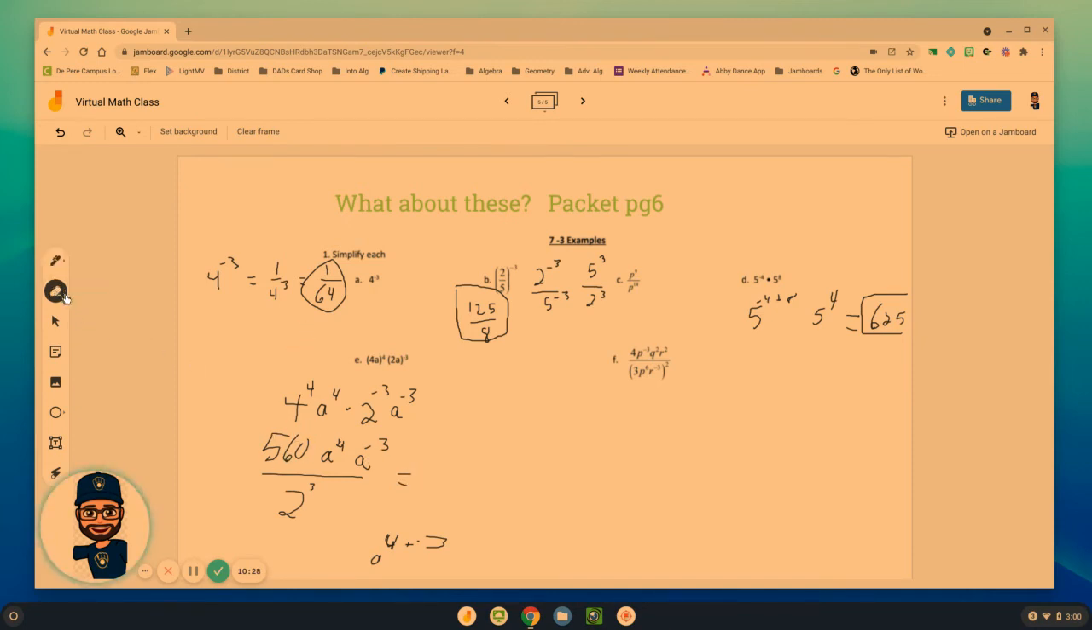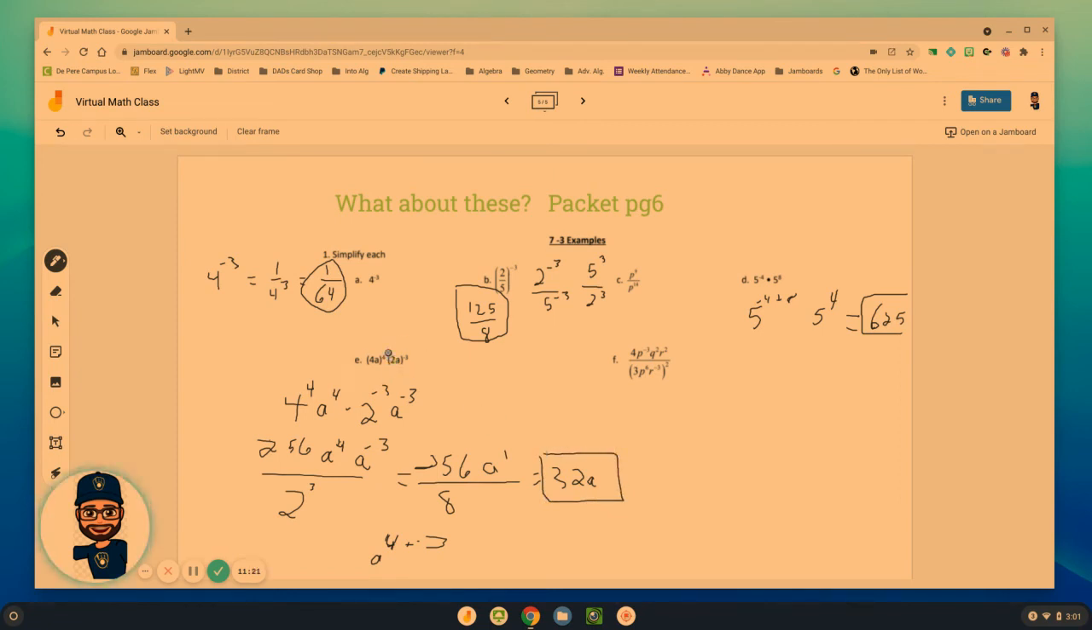it's not 560. Why did I write 560? 64 times 4 is 256. Sorry about that. So we've got 256. A to the fourth times a to the negative third. We add their exponents and I get a to the first all over 2 times 2 times 2, which is 8. And then I need to check and simplify 256 over 8. It's okay to use a calculator. 256 divided by 8 is actually 32. And so we get 32a for letter E.